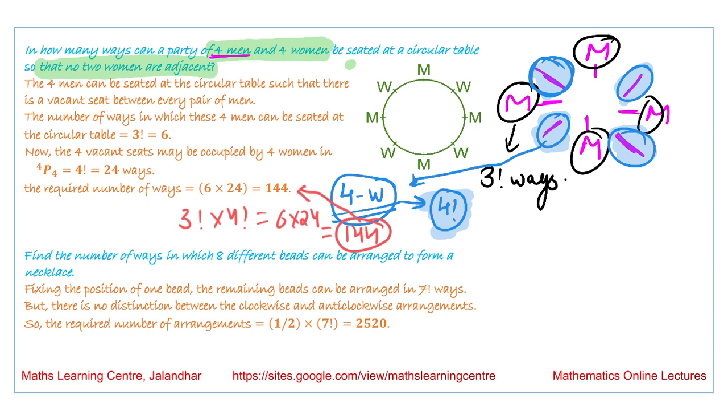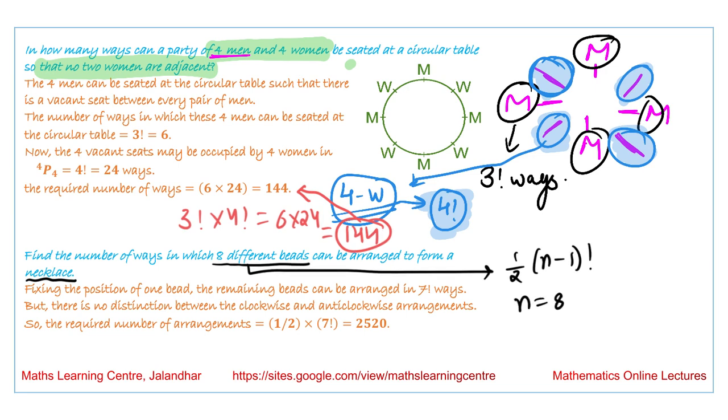Next we have, find the number of ways in which 8 different beads can be arranged to form a necklace. So the formula for this we have is 1 by 2 into (n minus 1) factorial. The value of n we have is 8. So the answer in this case we obtain is 1 by 2 into 7 factorial, and on solving this the value we will have is 2520. So these are the number of ways in which 8 different beads can be arranged to form a necklace.